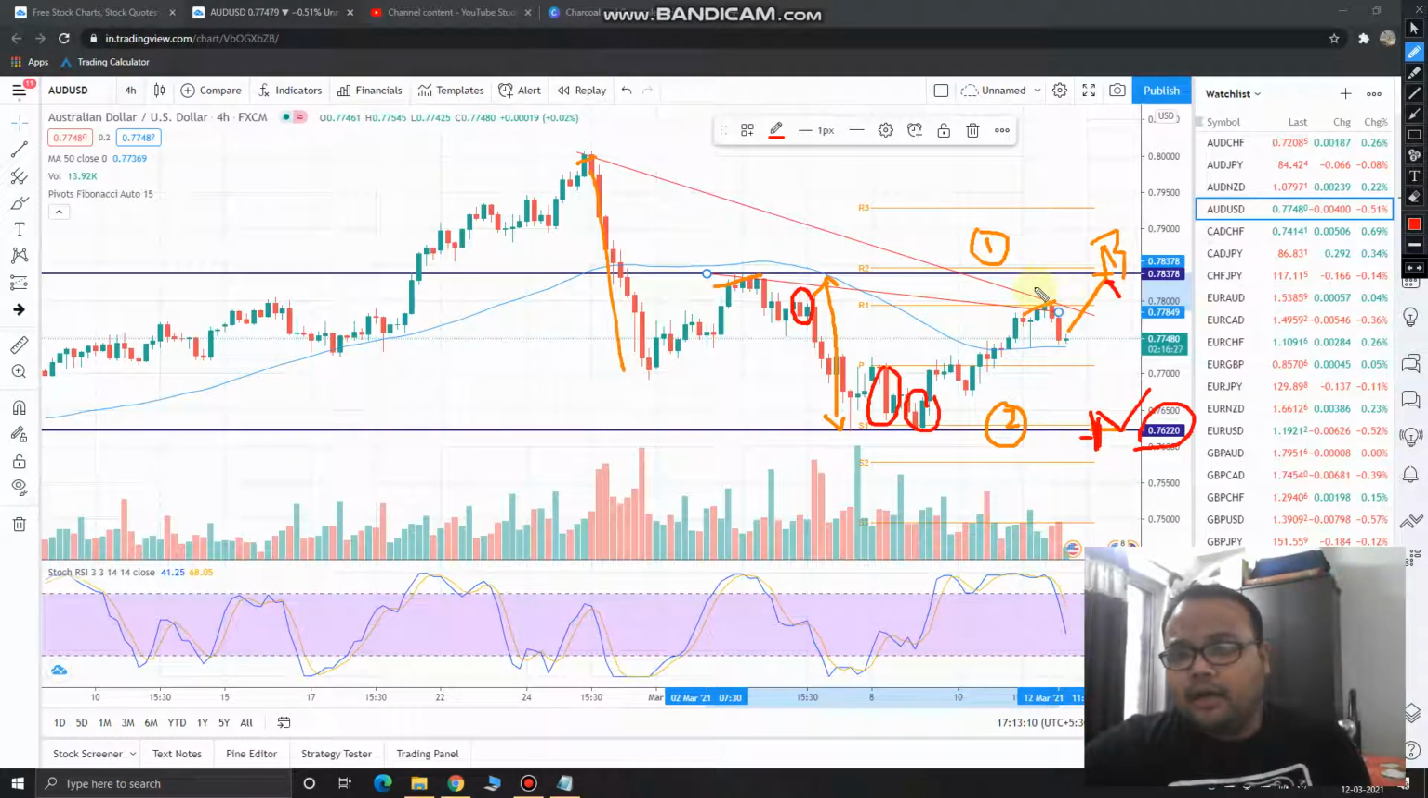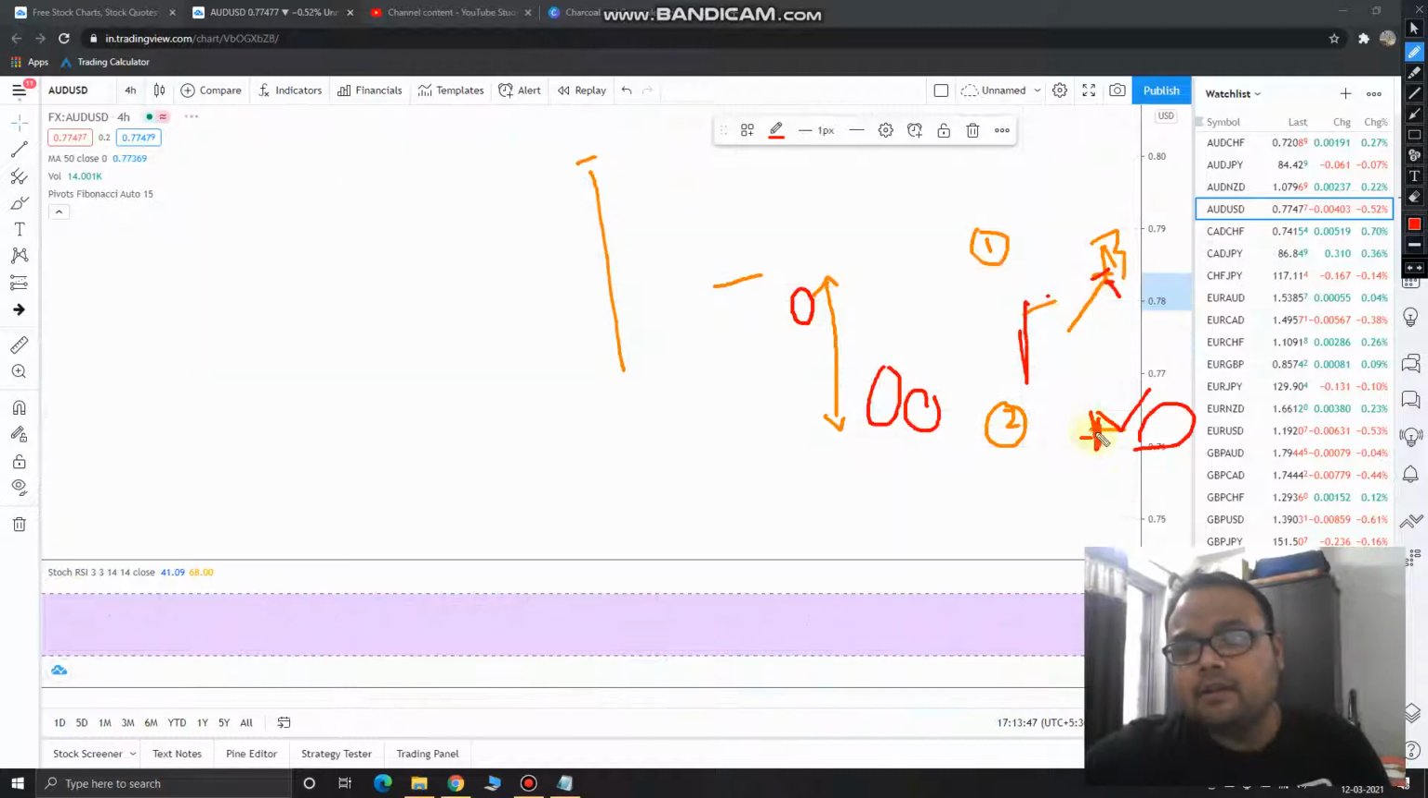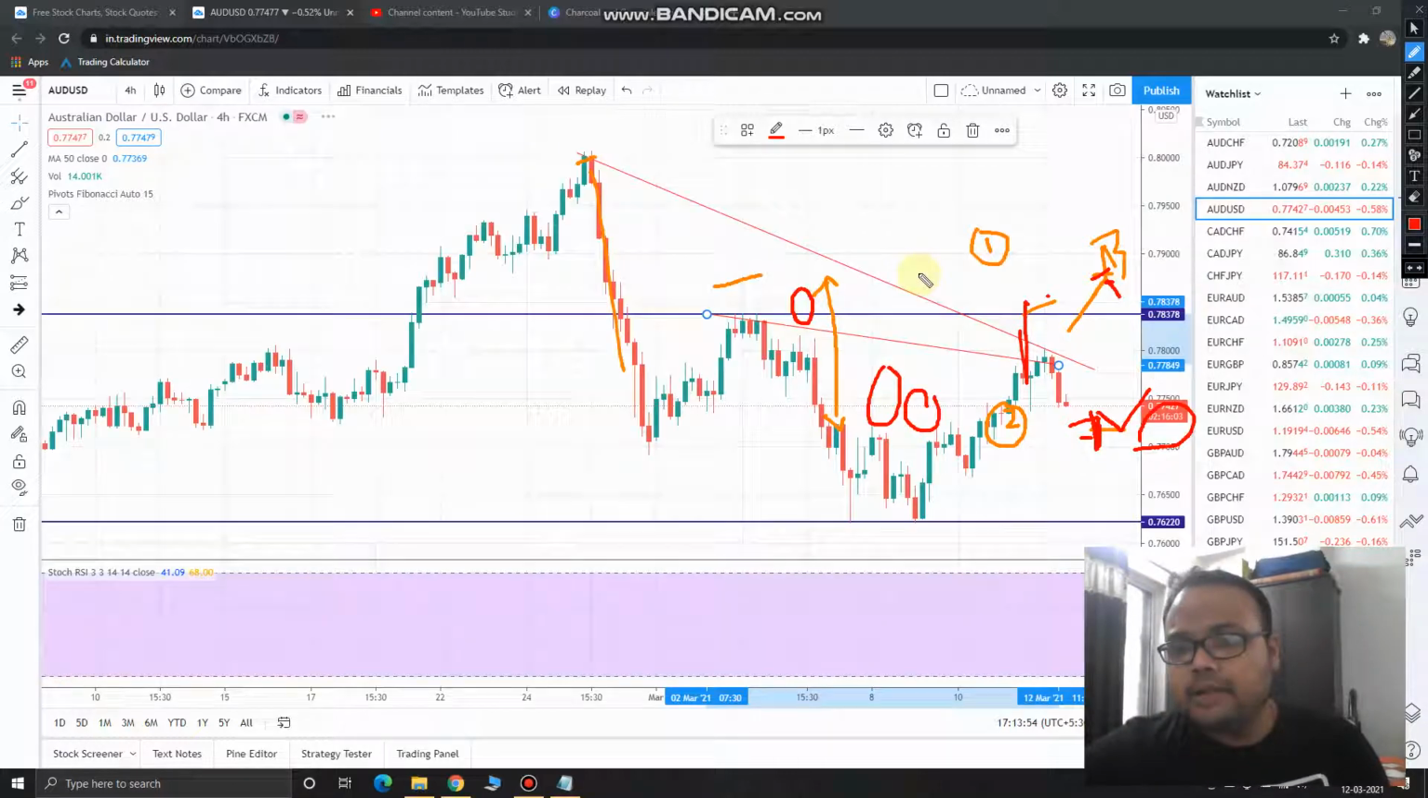Otherwise, I'll just recommend you to stay away from the market where market is trading in between this range. Only execute the buy or sell order if you get the market near this level or this level. Okay. I don't know what happened to the chart. Anyways, this is the simple analysis for Australian dollar, US dollar for Friday.